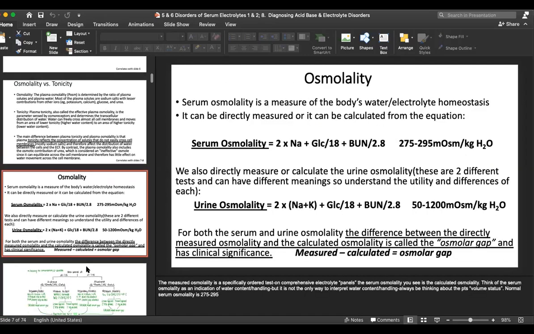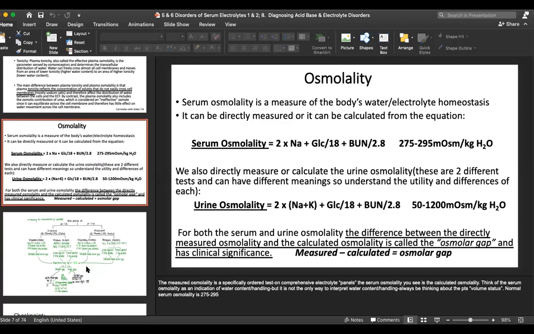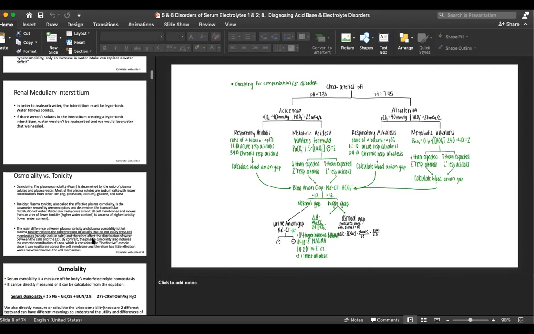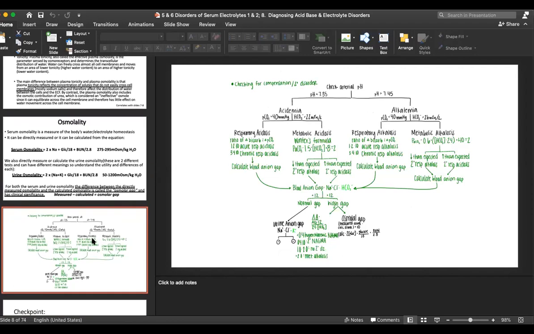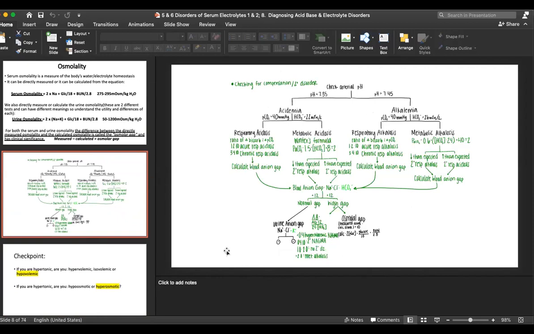So looking at the osmolality, we've got this measure of the body's water to electrolytes that you can look at through this equation. Now, don't memorize the equation or anything like that. But if we take the measured minus our calculated, we have the osmolar gap. Here is our diagram again, just looking at that and remembering it. And so right here is our osmolar gap.